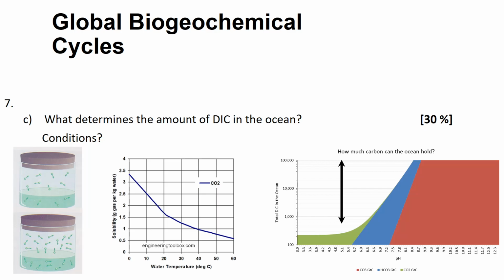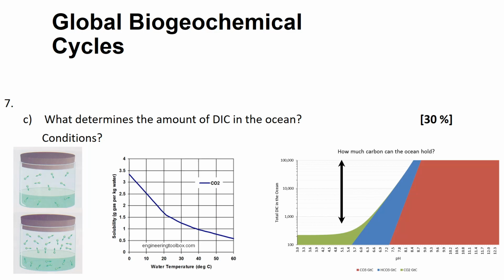The temperature of the surface of the ocean is very important. It's important that you're referring to the temperature at which carbon dioxide can exchange between the atmosphere and the ocean. So it's the temperature of the surface part of the ocean that is important because that determines the solubility of CO2 in water. So at lower temperatures we have a higher solubility, and that's kind of shown here.